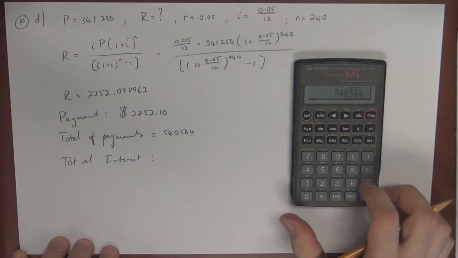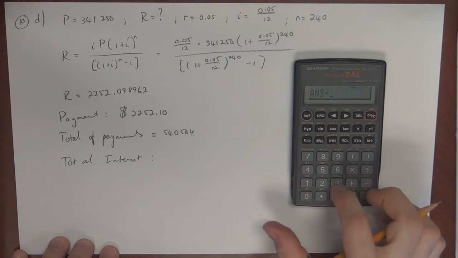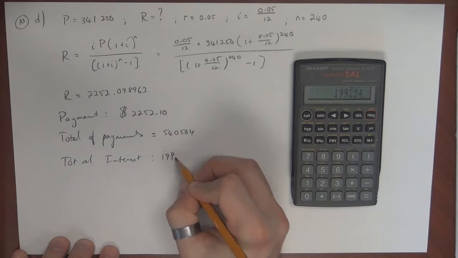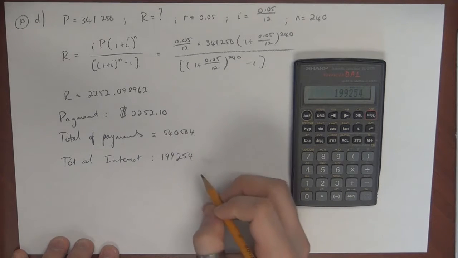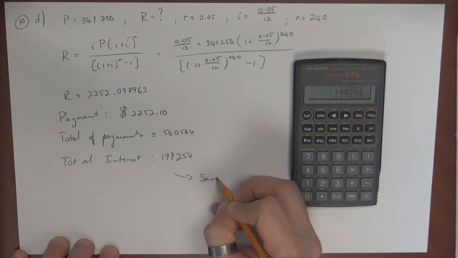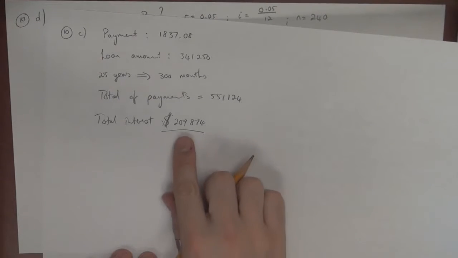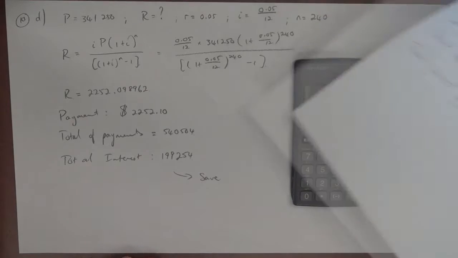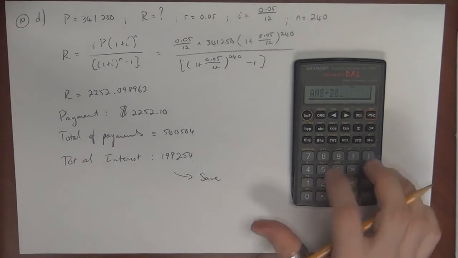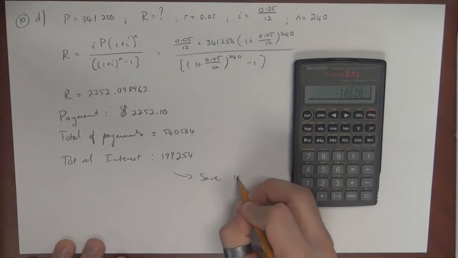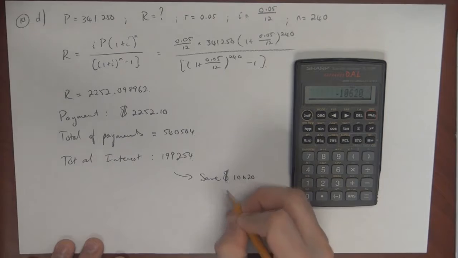So my total interest is then the difference between that and the original loan amount, 199,254, which means I would save, compared to the previous interest of 209,874, I would save, oh, not that much actually, $10,620.